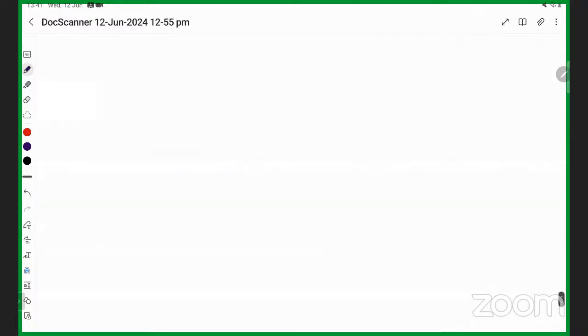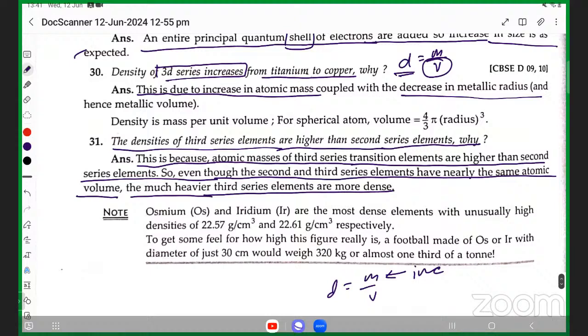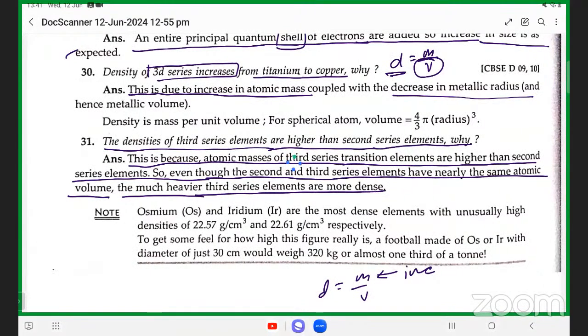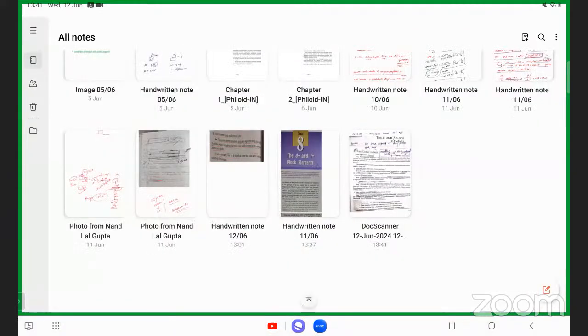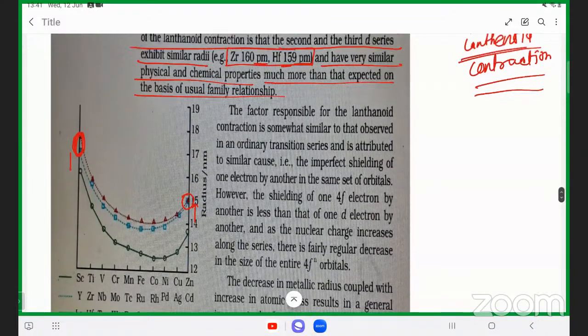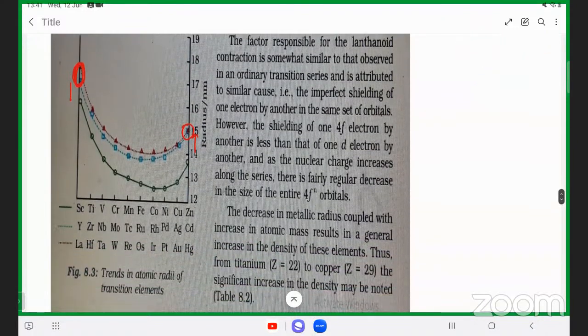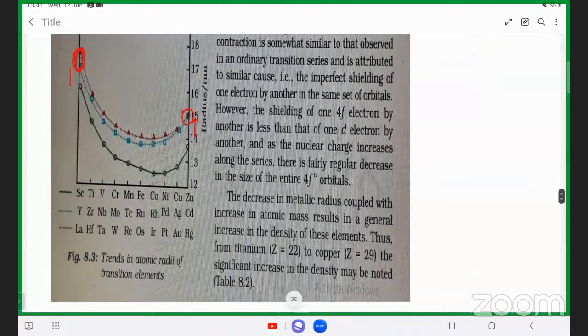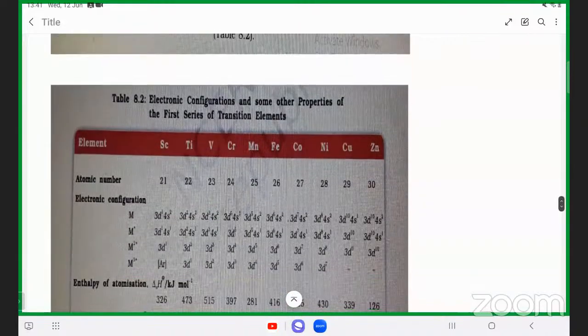Now atomic radii and ionic radii, what is happening? It is getting decreased from left to right. What is the reason behind this? The decrease in atomic radii is due to more force of attraction between the nuclear charge and the outermost electron. Why is the force of attraction more? Because of less shielding effect. D block elements cause less shielding effect, so more attraction, so radii will be smaller.